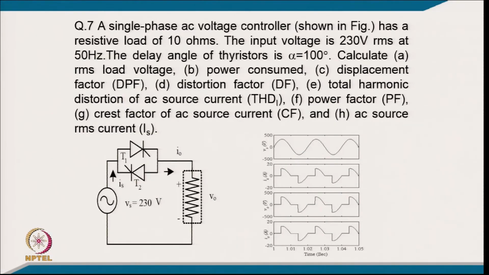But coming to another example, this is a single phase AC voltage controller with a resistive load of 10 ohm, the input voltage 230 volt, and delay angle of the thyristor is 100 degree. Calculate the RMS load voltage, power consumed, displacement factor, distortion factor, total harmonic distortion of AC mains current, power factor, crest factor of AC source current, and AC source RMS current. After keeping the value of alpha and simulating, you will find this kind of waveform: typically the supply current, then the load voltage, because it is a resistive load, and then the output current, because they are in series, so both will be the same.